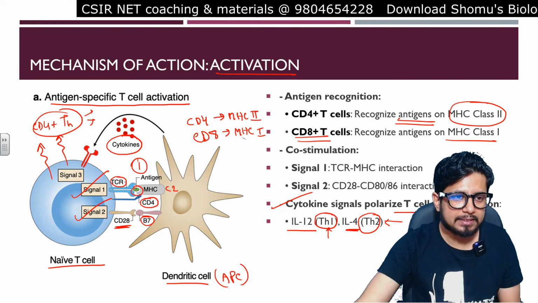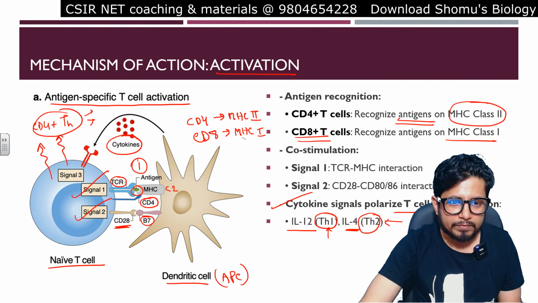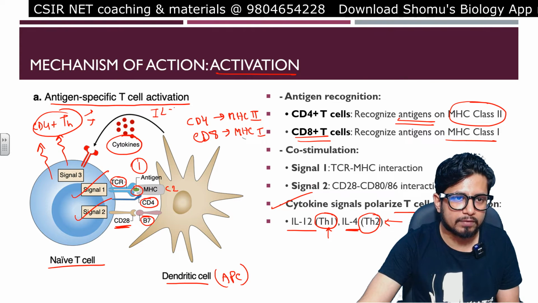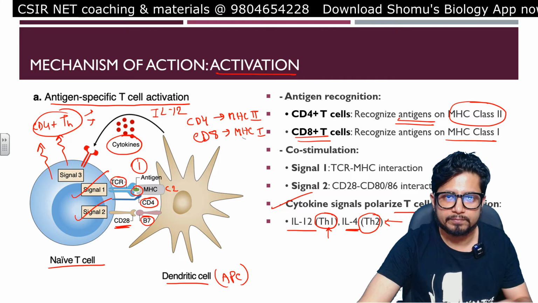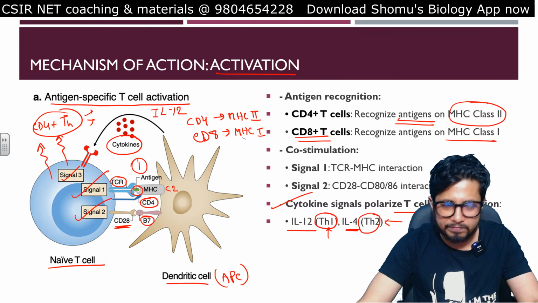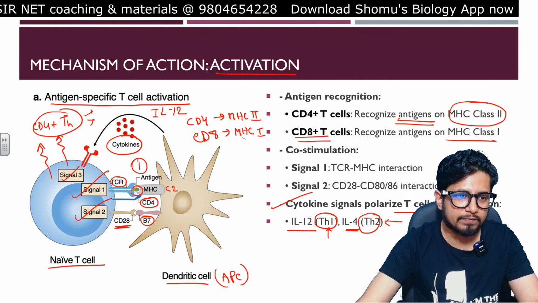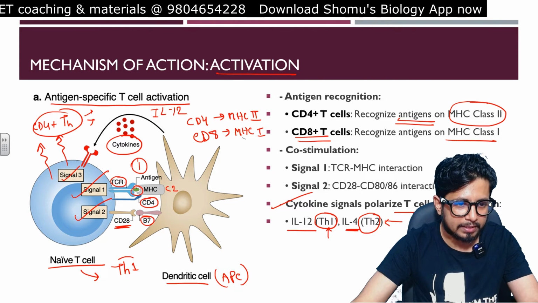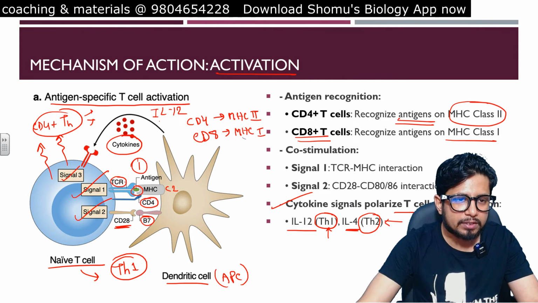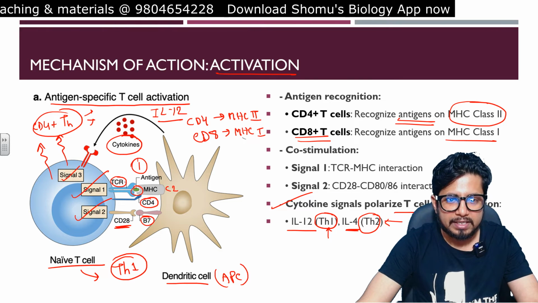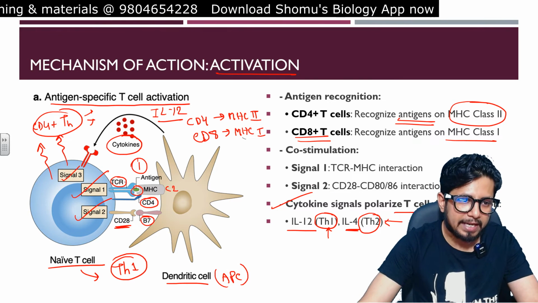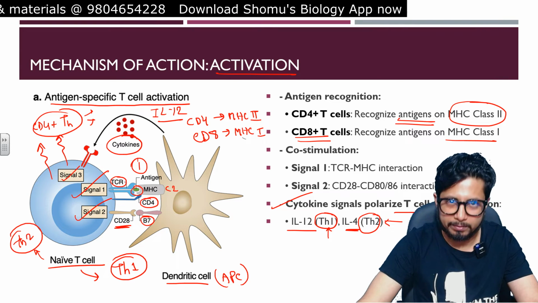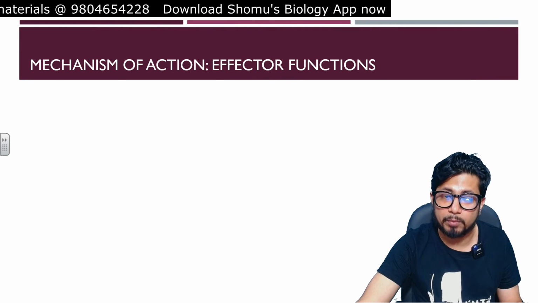Remember that this is interleukin 12 for the Th1. If the dendritic cell gives the third signal to the naive T cell and it receives interleukin 12, then this naive T cell is going to make a T helper 1 cell. But if instead of interleukin 12 it receives interleukin 4, then this naive T cell is going to make a T helper 2 type of cell. Okay, that is very important.